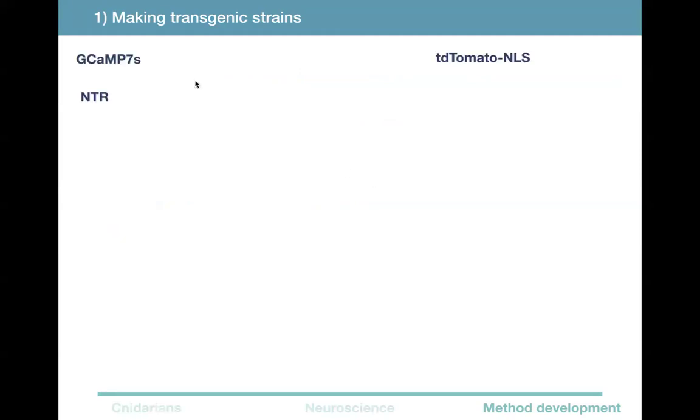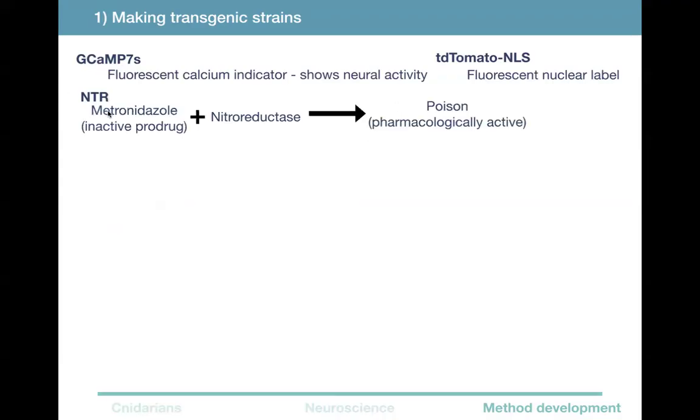I'll breeze through it quickly. The animal that we wanted expresses GCaMP, which is, again, a fluorescent calcium indicator, which shows us neural activity, or when individual neurons are firing. We have tdTomato-NLS, which is a fluorescent nuclear label that is fluorescent all the time so that we can track where the neurons are and what they're doing. And last is NTR, or nitroreductase, which is an enzyme that catalyzes a prodrug, metronidazole, into a poison. The idea here being that we can do experiments like I showed you before, where we knock out the neuron cell line.